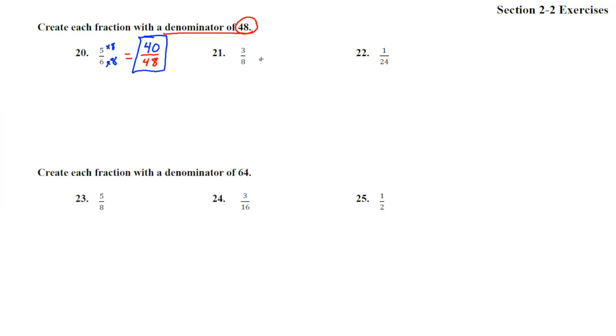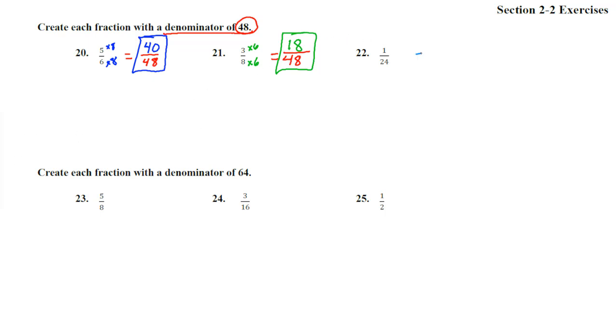The next one, we have to make this equal 48 on the bottom. What do we have to times by? Just like we did over here, 8 times 6 is 48, so we got to times by 6 on the top. 3 times 6 is 18. 18 over 48 is the same as 3/8 with a denominator of 48.